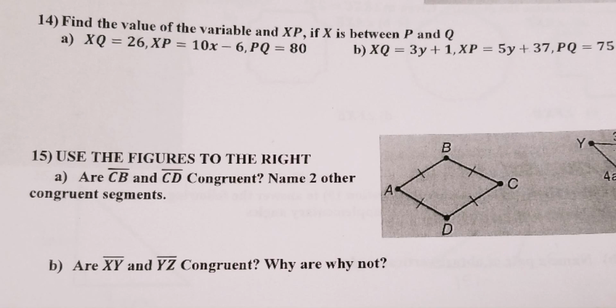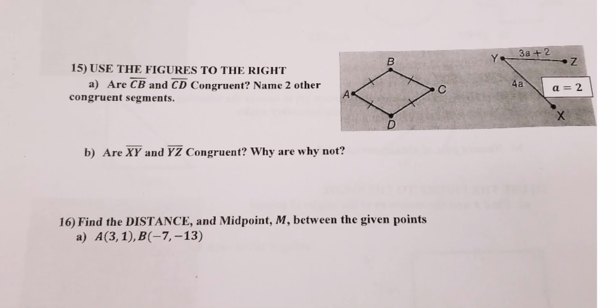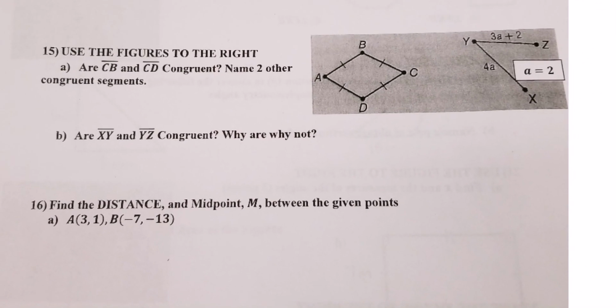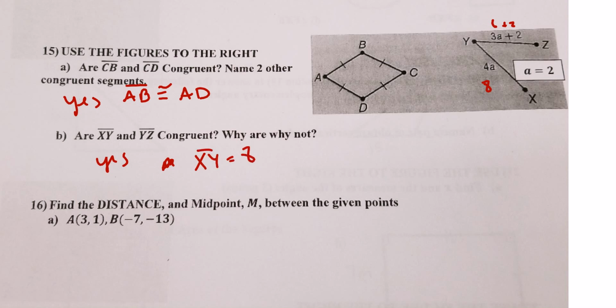15, use the figures to the right. Are CB and CD congruent? Yes, they have congruency symbols. We're going to say AB is congruent to AD. Are XY and XZ congruent? Well, if A is 2, so I have 8 here. 3 times 2 is 6, plus 2, that's 8. So, yes, I'm going to say XY equals 8, and YZ equals 8. So they're congruent.